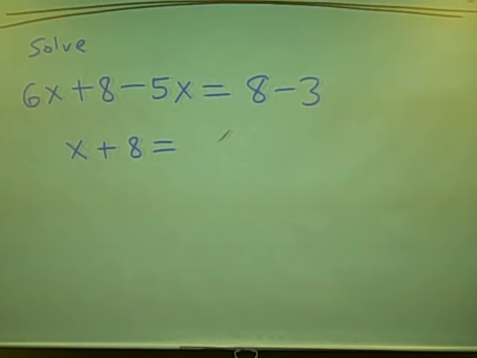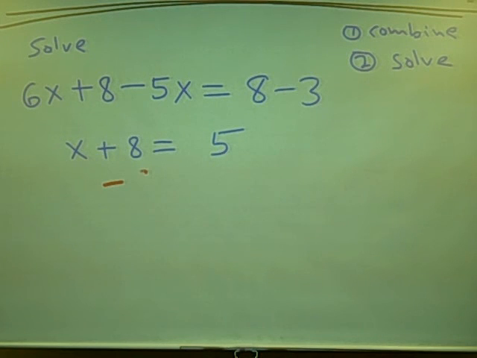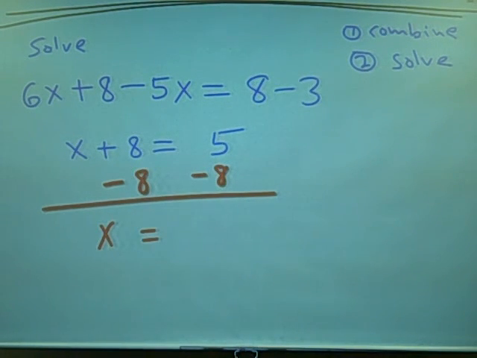And now we have 8 minus 3 is 5, right? And so first we combine like terms, right? I'm just going to put combine this time. And then step 2, solve. So, go ahead and finish that up. Okay, so what are we doing to isolate the x? Yeah, minus, and what are we subtracting? Minus 8. Minus 8. Okay, so this is going to be x equals to what? Negative 3. And that's our answer.